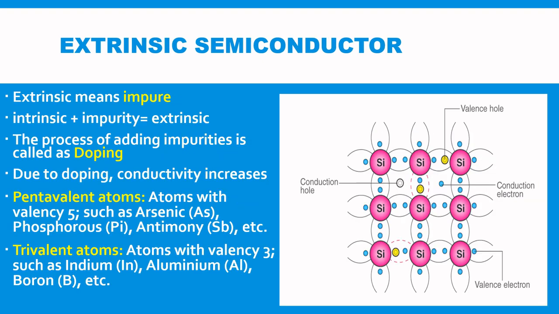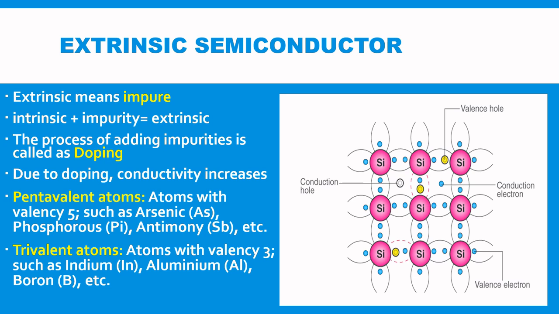Extrinsic means impure. We can say that intrinsic semiconductor plus added impurity is equal to extrinsic semiconductor. The process of adding impurity to the pure semiconductor is called doping. Due to doping, the conductivity increases. Two types of dopants are used.